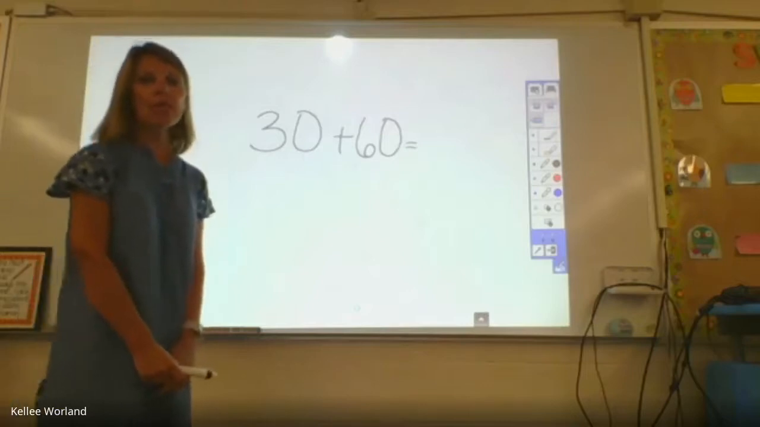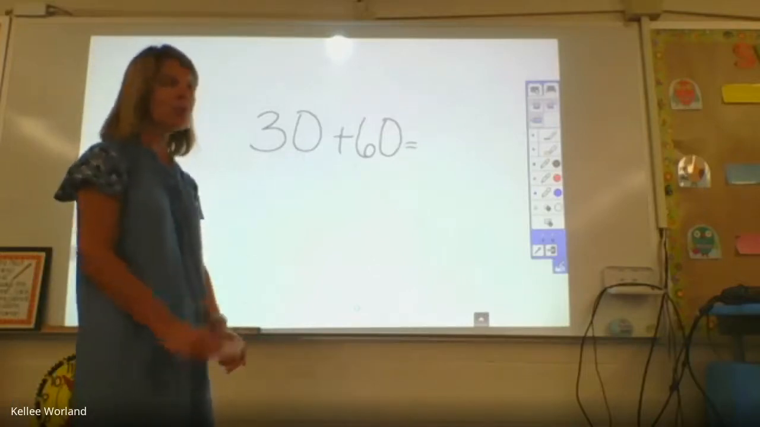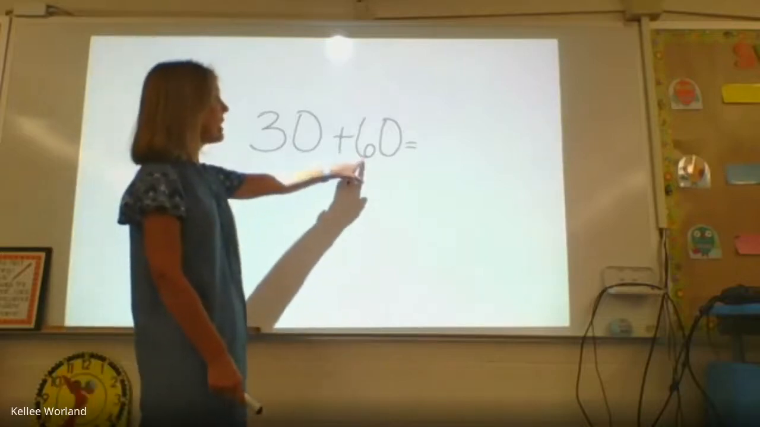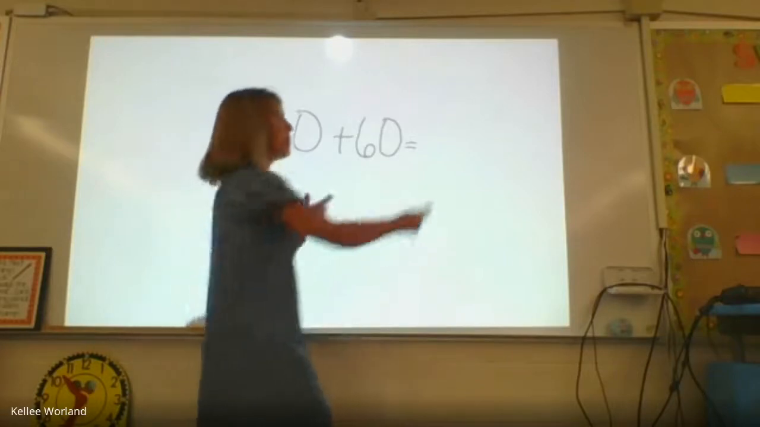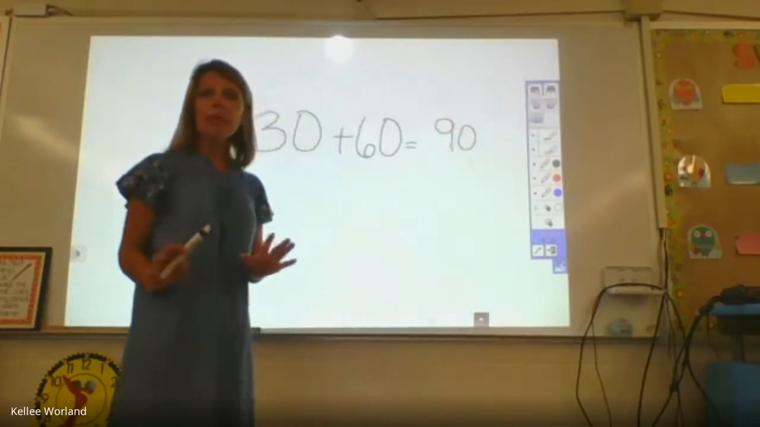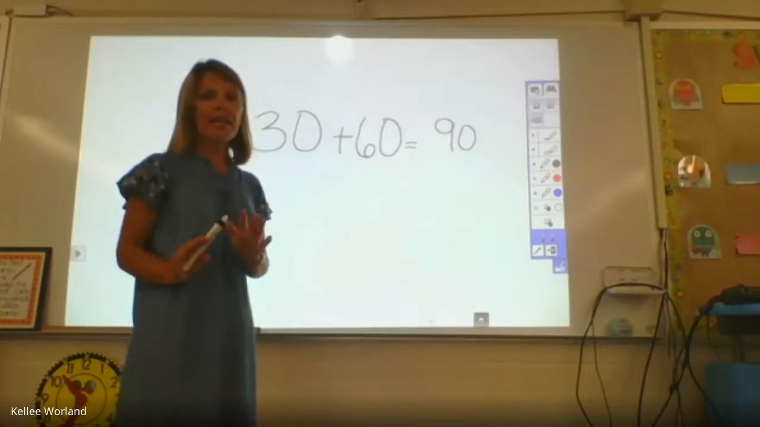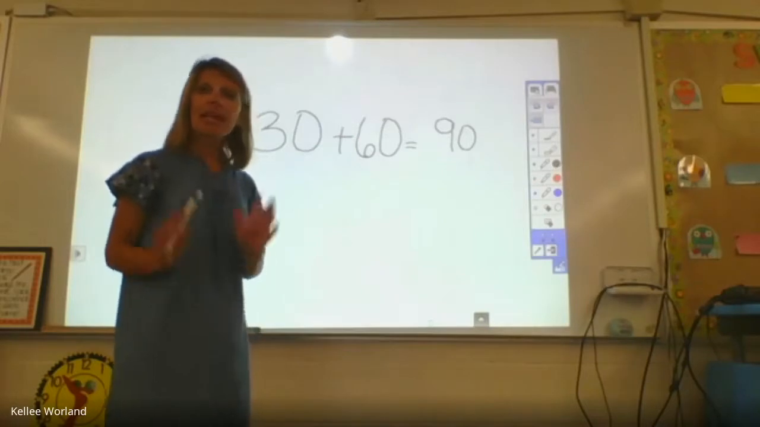Now, there are multiple ways we can do this. Some of you might be able to do it this way. 60, 70, 80, 90. Some of you may be able to do that. That's one way. But remember, there are multiple ways. Not everybody learns the same way. Not everybody can do it the same way. And that's okay.